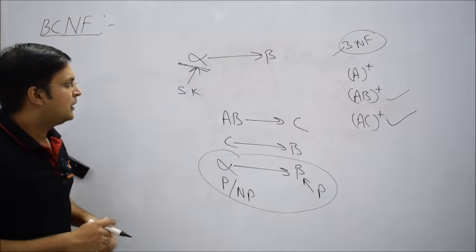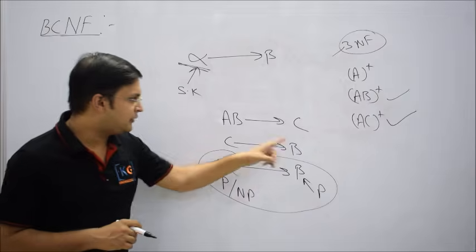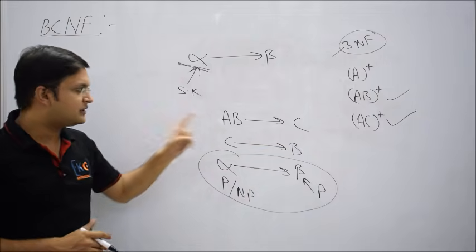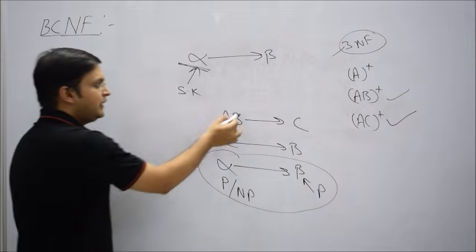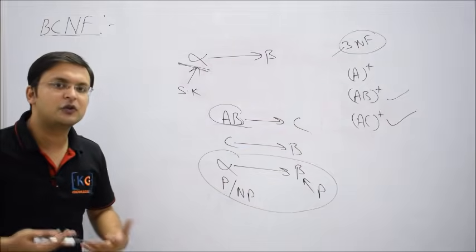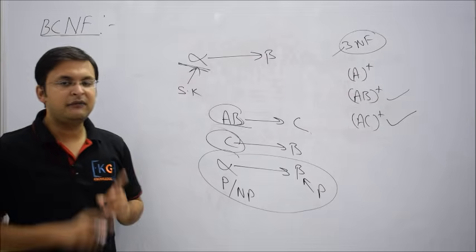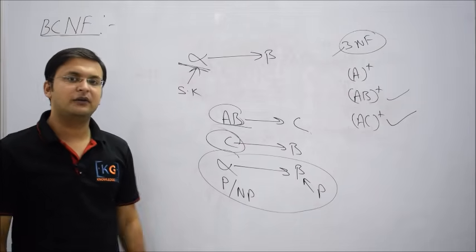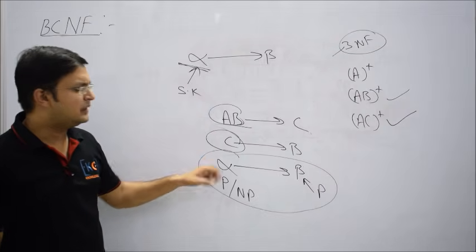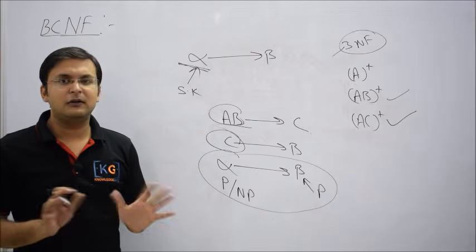Now is this relation in BCNF? There's a dependency from C to B. I have already proved that this table was in third normal form, but this table is not in BCNF. Why? Because AB to C, is AB a super key? Certainly it is, because AB is a candidate key, therefore it is also a super key. But is C a super key? C is not a super key. If C is not a super key, then I cannot allow this. You can also understand it this way: if something is a super key, then you can ignore what beta is. It could be prime or non-prime, but if this is not a super key, then I will not allow this logic.